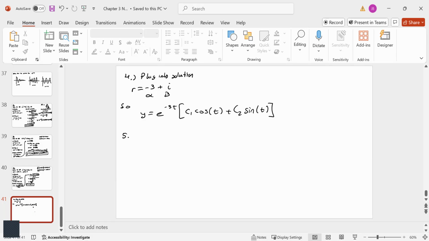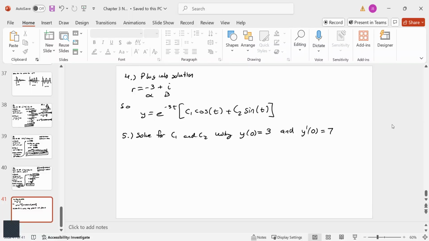And step 5 is solve for C1 and C2 using y of 0 is equal to, you know it's a nice one when they give you like pi and pi over 2 usually.